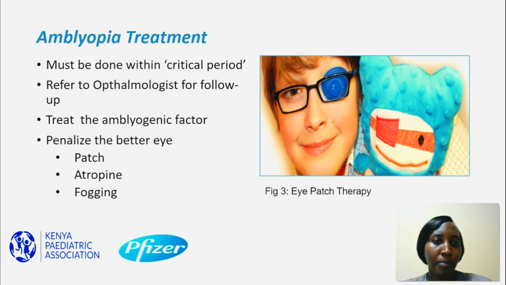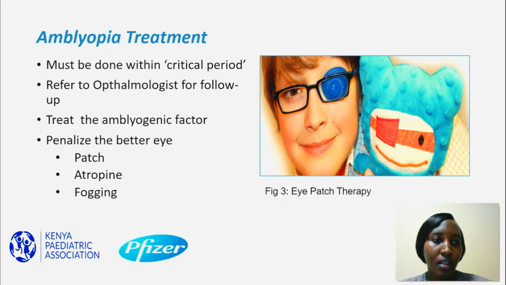About treatment of amblyopia, it must be done within the critical period. The development of amblyopia and its treatment must happen within the critical period, that is the first about 8 to 10 years of life. And what is very important is you must remove what is predisposing to amblyopia. So if there's strabismus, if there's a cataract, it must be treated.